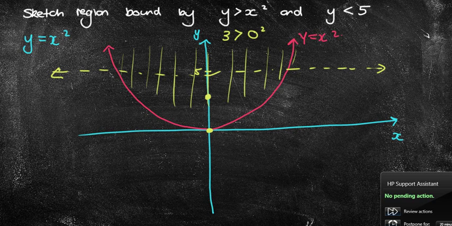Okay, my next part we've got is y is less than 5. This time I am going to choose 0, 0. 0 is less than 5. That's true. Therefore, I'm shading underneath the actual graph, which means that you can see clearly that the area shaded is actually between these two lines.